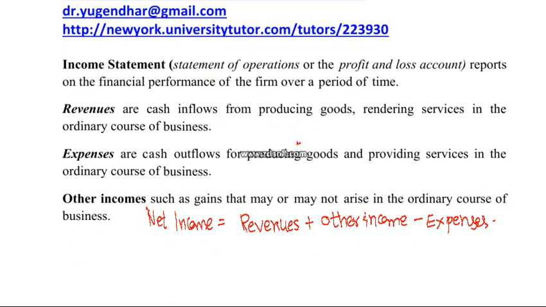Net profit is the bottom line of the income statement. It is also referred to as net earnings. It may be net profit or net loss sometimes. If the revenues are more than the expenses, we can say it is the net profit. If the expenses are more than the revenues, it is the deficit or net loss.